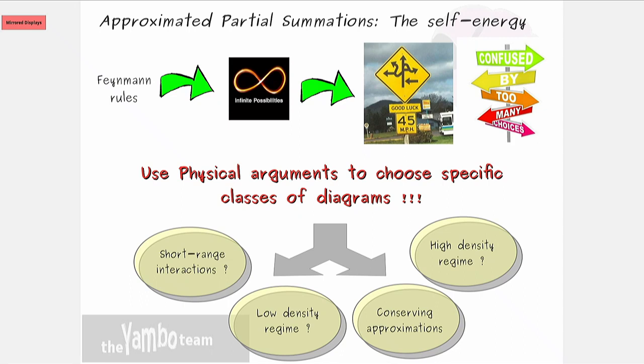So you have, for example, in the textbooks, known approximations in specific cases, where there is a short-range interaction, or a low-density regime, and then if you want to be conserving. Do you want to be self-interaction free at any order? Do you want to conserve the energy at any order? In that case, there are some rules that tell you how to build conserving approximations. Also, the high-density regime. So this depends very much on the physics.